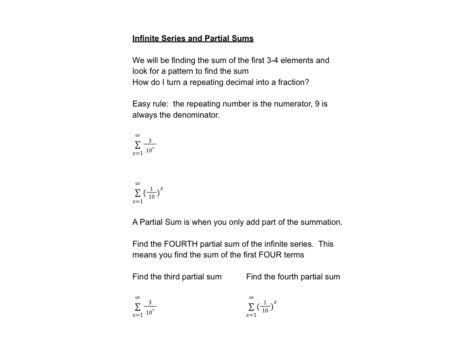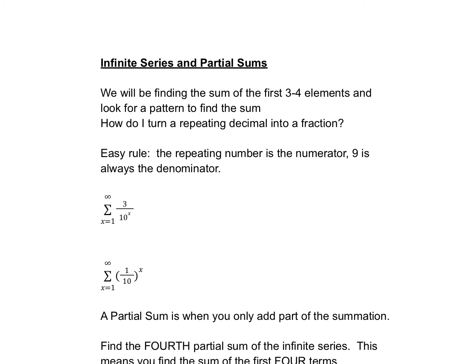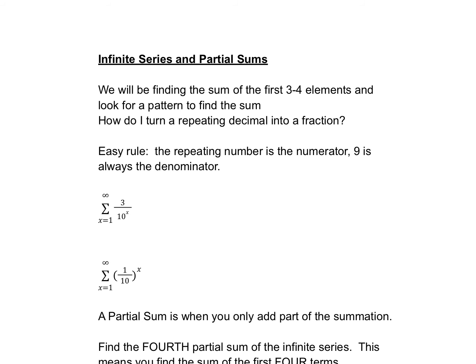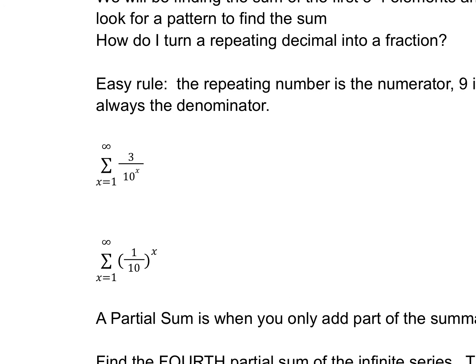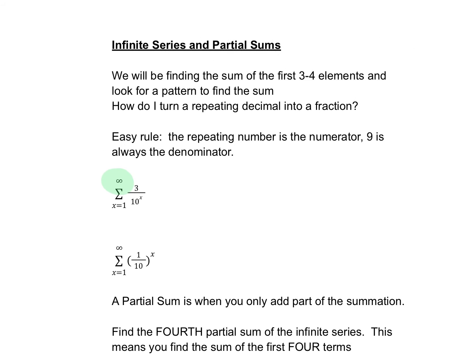The last thing we are going to look at in this section is infinite series and partial sums. To find the sum of an infinite series, for right now, we notice that the top doesn't have an ending point. It has an infinity. Well, you can't add things up that go to infinity, so we have to find a way to figure it out. We're going to find the sum of the first 3 or 4 elements, look for a pattern, and then see what we can do from there.